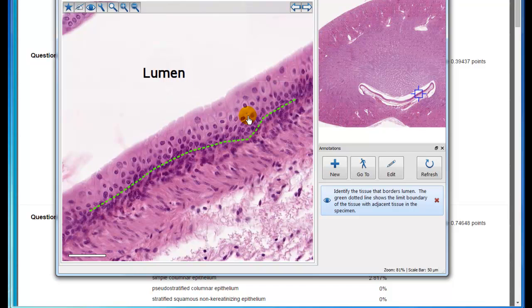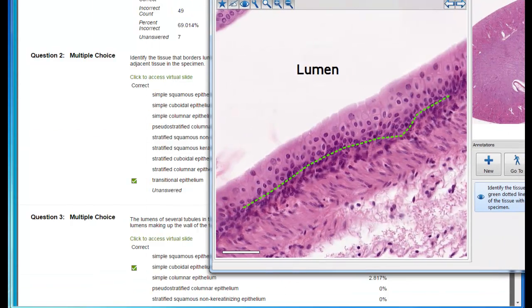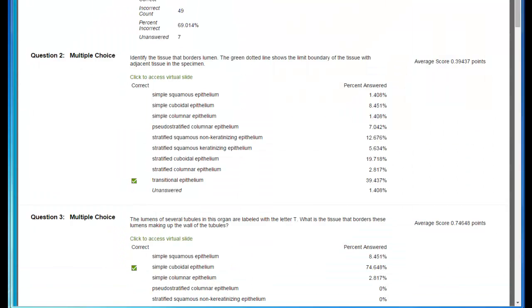This is the lumen, so this is the surface, and these are very large dome-shaped cells at the surface. Now, some thought that these were stratified cuboidal, but they're not. They're dome-shaped, and some thought they were stratified squamous non-keratinized. The cells would be flat at the surface if that were the case.